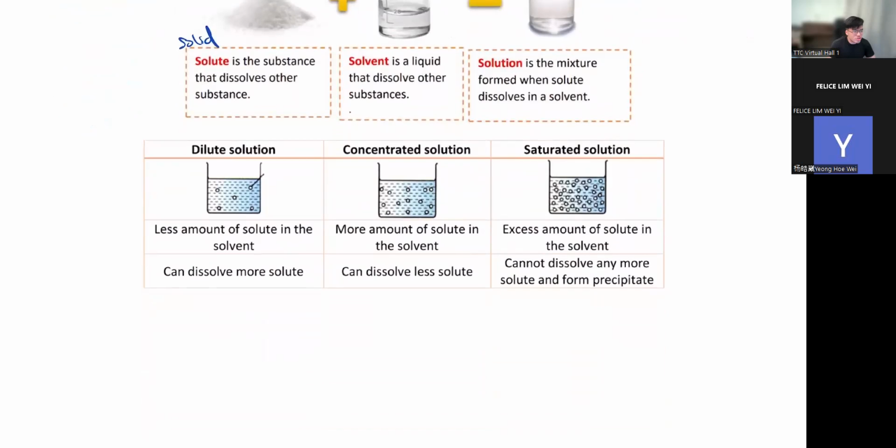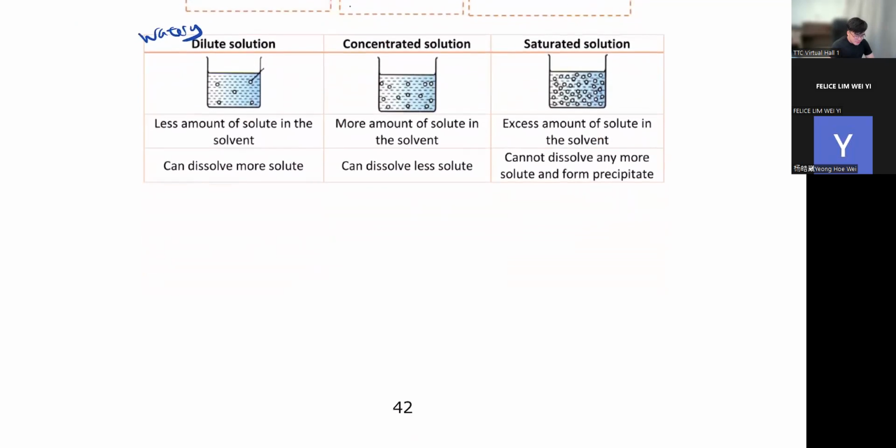So we have three types of solution. When you put a little bit of salt, we say dilute solution. Dilute means not thick, 很水的意思. It's like if you go to a shop, their Milo is very watery. Yes, watery is the word. Very watery, very dilute. So it has very little solute.